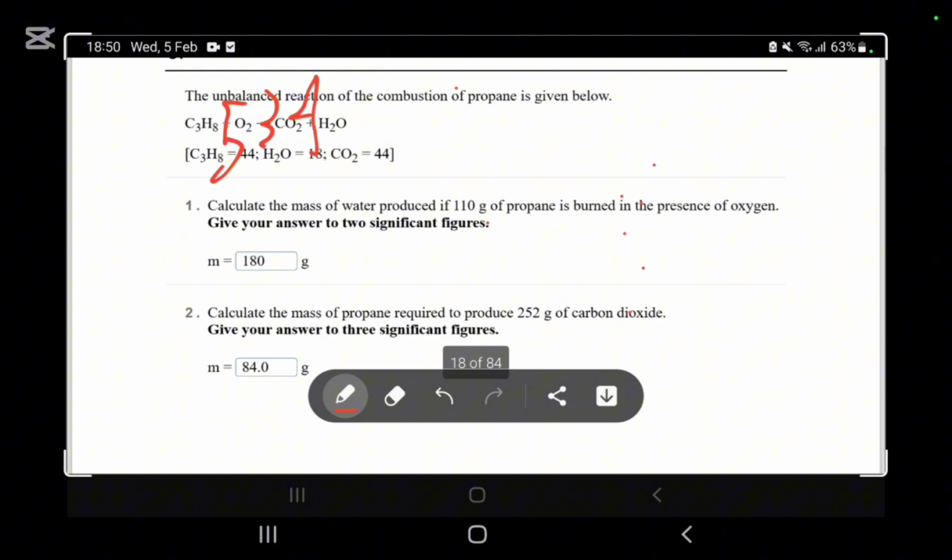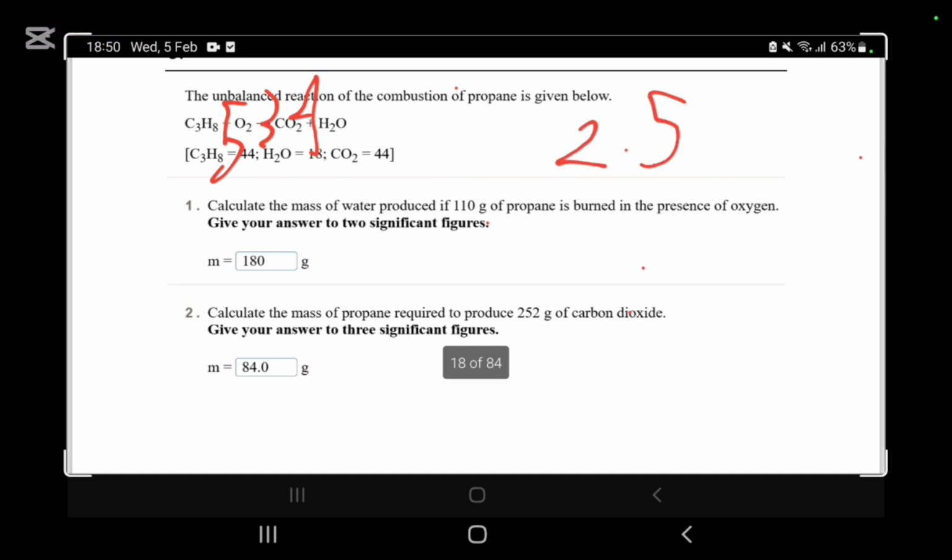Calculate the mass of water if 110 grams of propane is burned. Okay, so the mass of propane. First of all, we need to find the moles of propane, right? Here we have 110. They gave us the molar mass of propane to be 44. That will give us 2.5, right? Okay, so we have 2.5 moles of propane.